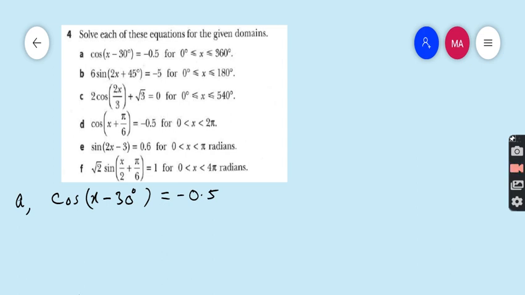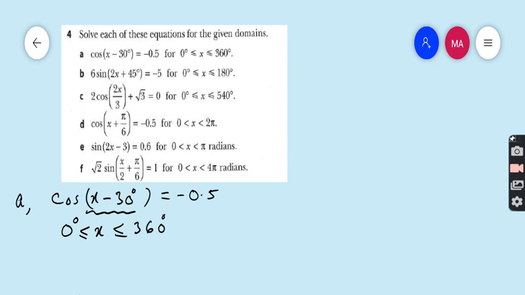Students, in each and every part, first you have to write the given domain, that is 0 to 360 degrees. And now we have to change this domain according to the given angle. The given angle is x minus 30 degrees. So we have to make the middle of the domain x minus 30 degrees.